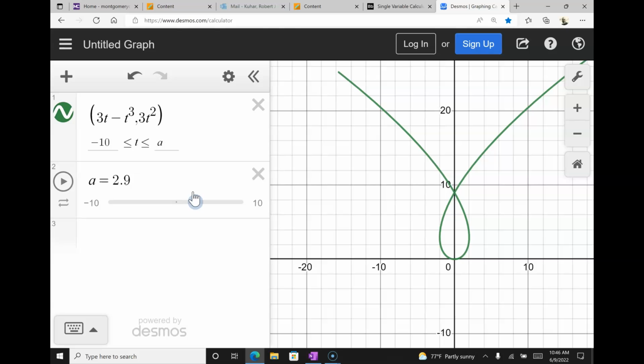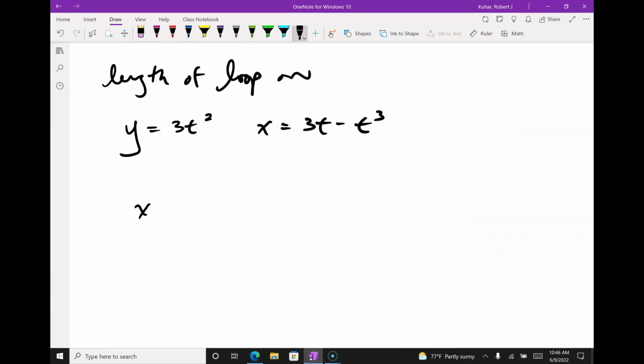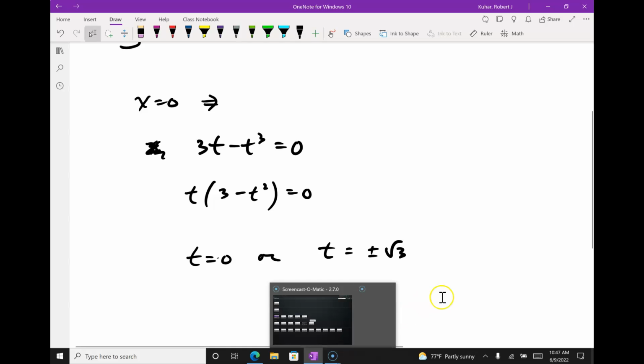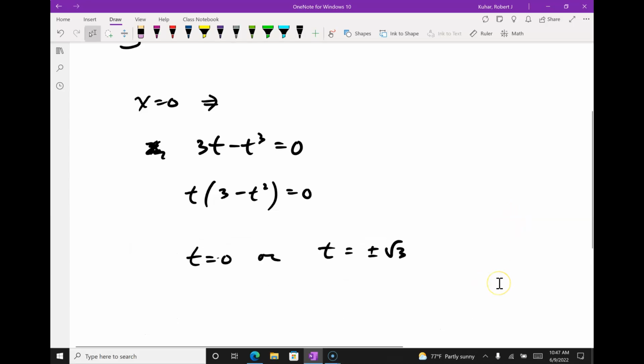0. So I'm setting that x value equal to 0 to get my t values. x equals 0 implies that 3t minus t cubed equals 0. So 3 minus t squared. And so it looks like t is 0 or t is plus or minus square root of 3. So similar, right? So also similar is I have symmetry. So I can decide to do half of it or I can decide to do the whole thing.